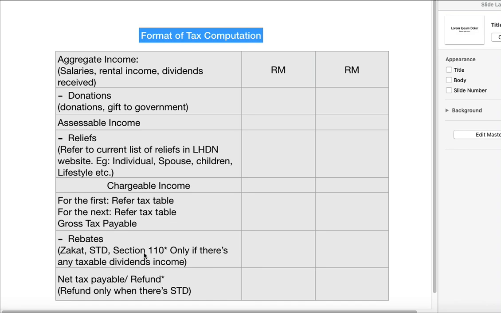And then section 110. Dan I tanda star dekat sini, section 110 ni, only if there is any taxable dividends income received. So maksudnya if the individual declare dividends, okay, is one of the aggregate incomes here, so dia akan tolak balik kat sini. So of course lah, dividend yang ini adalah dividend yang taxable lah, bukan dividen macam kalau kata dividen from ASB atau tabung haji or something like that yang kita dah discuss just now. So tak payah declare kat sini.